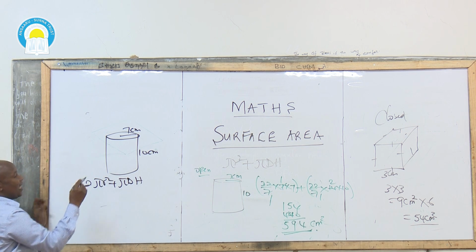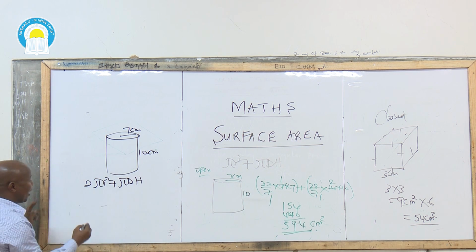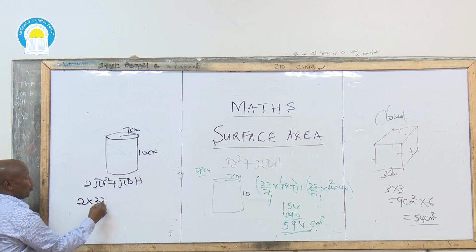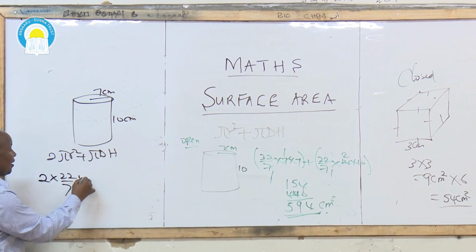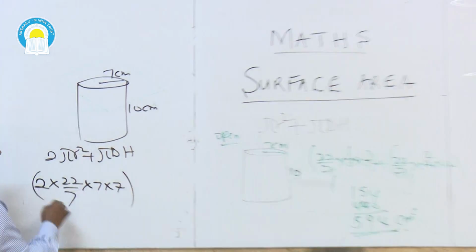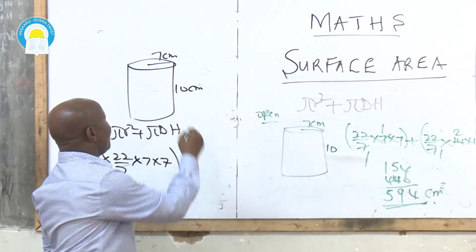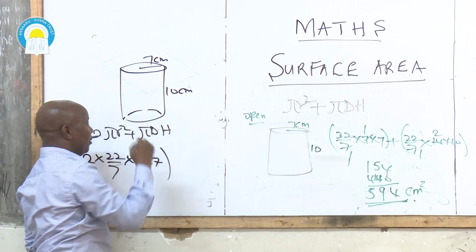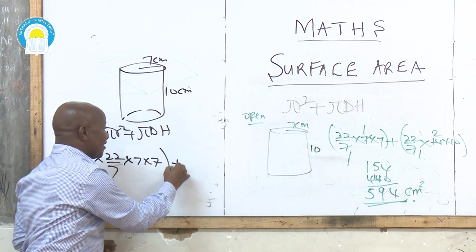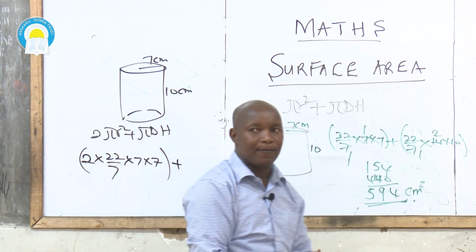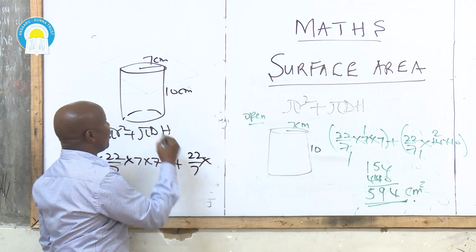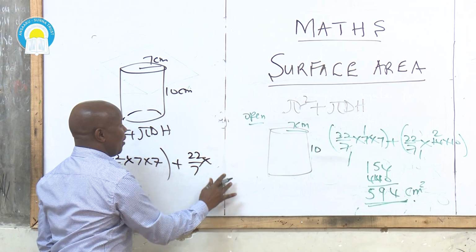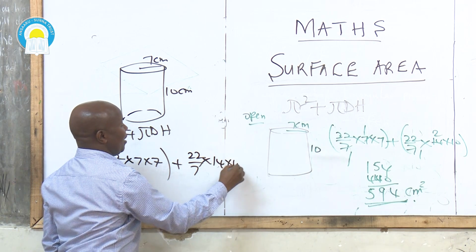2πr² means the area of the top and the bottom. In our case, we have 2 times 22 over 7. Our radius remains the same, 7 centimeters times 7 centimeters. This is the area of both the top and the bottom. This is the top and we have the bottom. Area of the 2 circles now, plus now area of the curved surface, which is πdh, which is 22 over 7. Radius was 7, so here now, our diameter becomes 14, height remains the same.